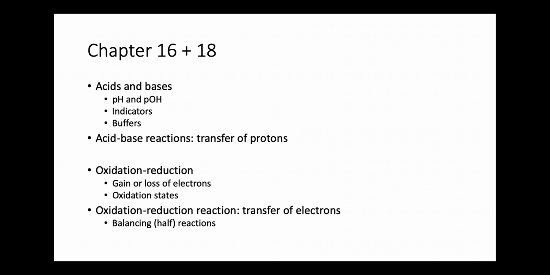Chapter 16 is on acids and bases and chapter 18 oxidation reduction. So for acid bases we talked about pH, pOH, indicators, a little bit about buffers and about acid-base reactions. That's transfer of protons. Chapter 18, oxidation reduction. Oxidation is losing an electron, reduction is gaining an electron. We talked about the reactions, oxidation, reduction, half reactions, and then balancing to the total reaction.